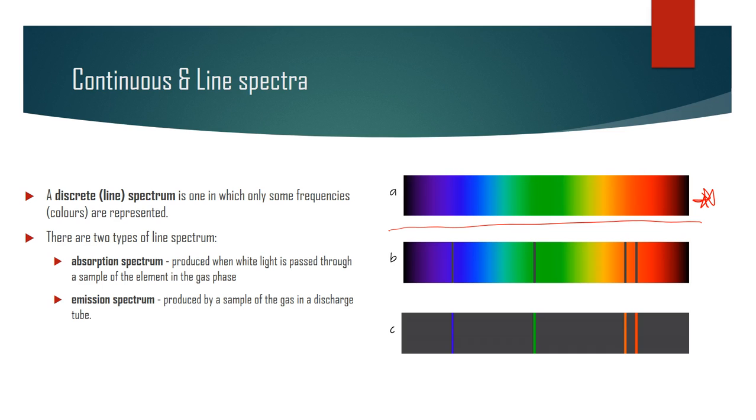A discrete line spectrum is what we see here. Both of these are discrete line spectra. What this means is that we see independent lines. We can see them clearly here, and they are either on the rainbow background with black lines or on a black background with colored lines.